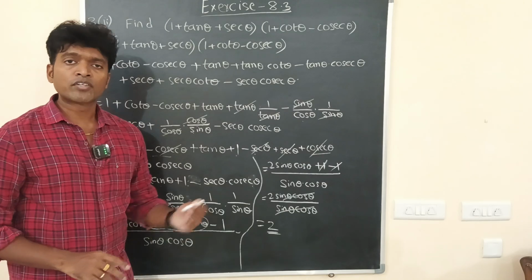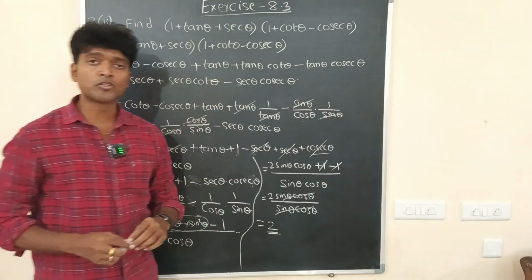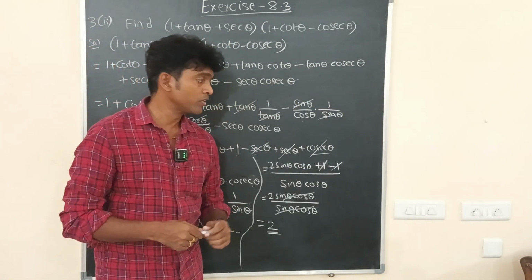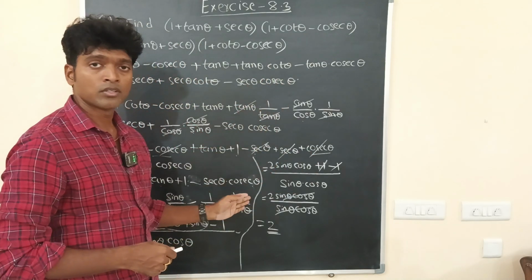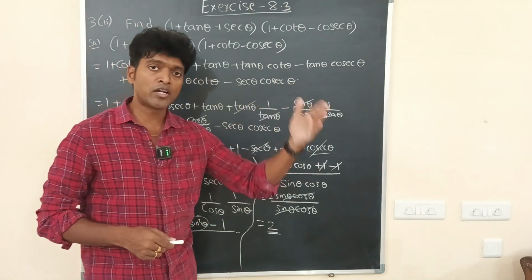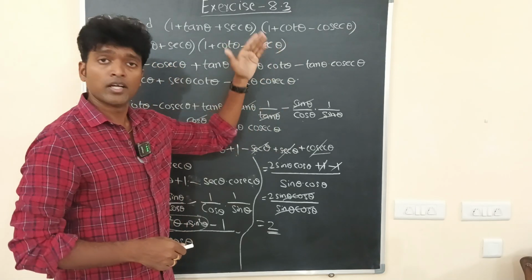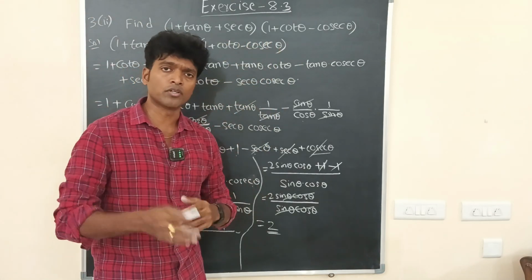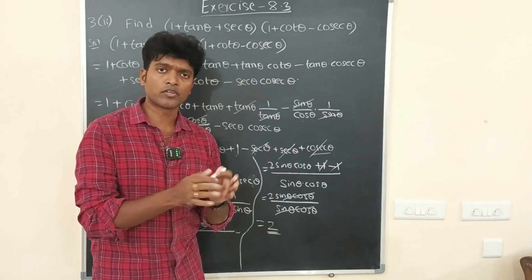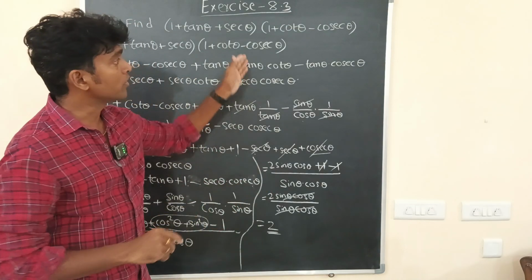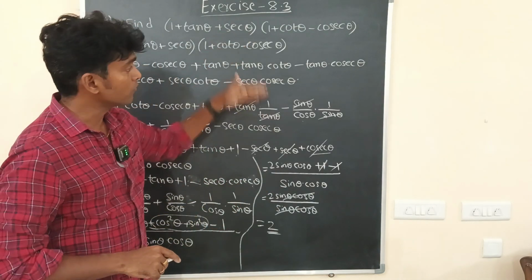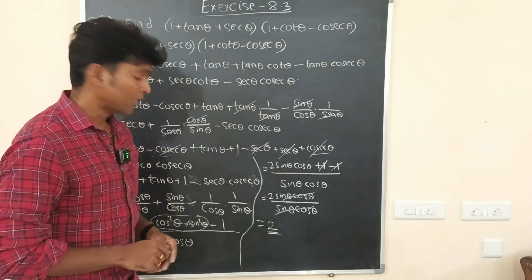In many cases, this question is asked as a multiple choice. For that, we need not solve like this. We can substitute any value of theta, any angle, and then solve it. I'll tell you that method in a short video. This is for 2 marks, 4 marks questions. For this one, we have to write like this. Okay, I think you understood this one.